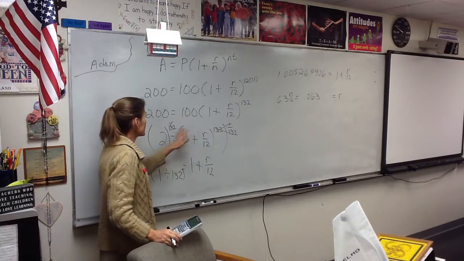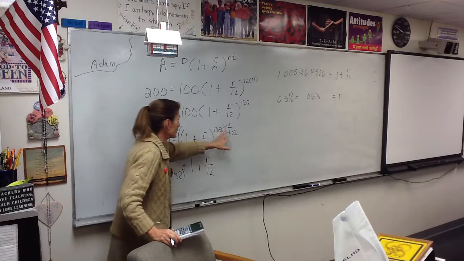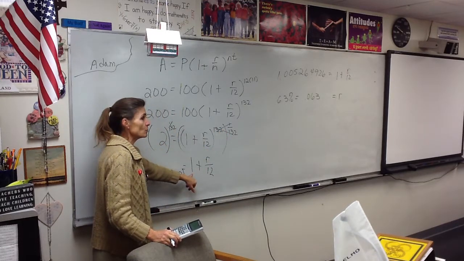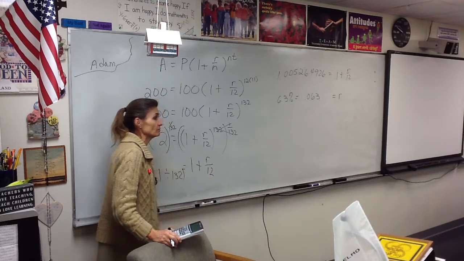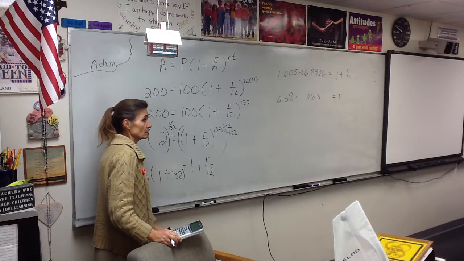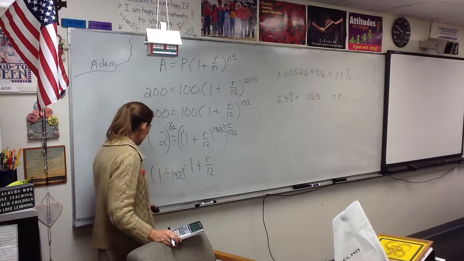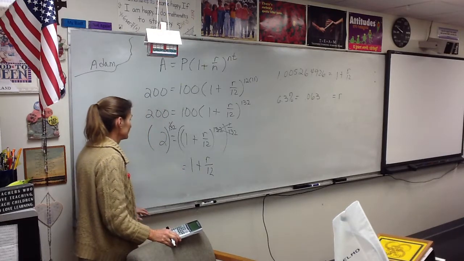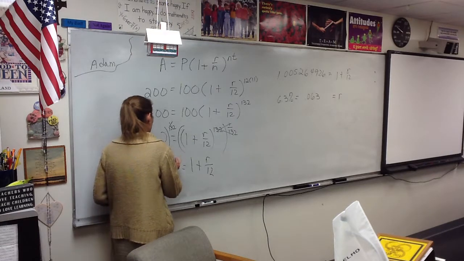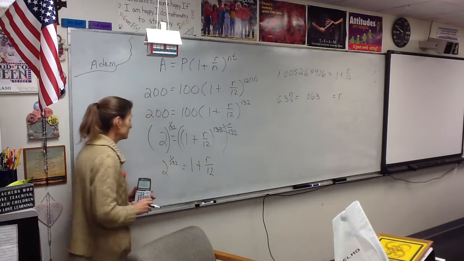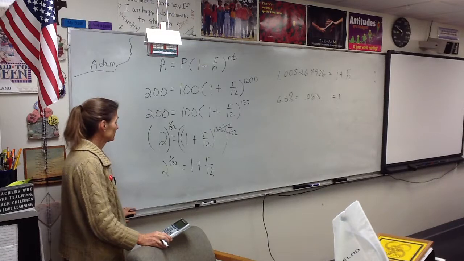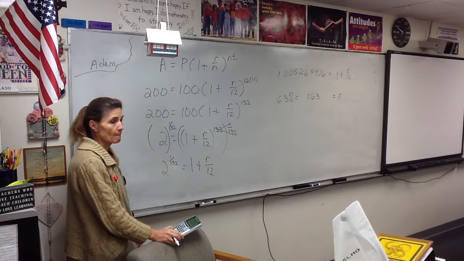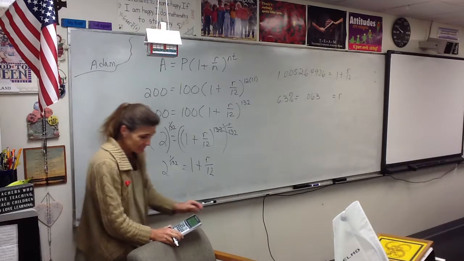Okay, so we raised both sides to the 1 over 132 to get rid of that power. Got that answer, subtracted 1, and times by 12. No, this was what I typed in on my calculator. All right, so we subtract 1 and times by 12.